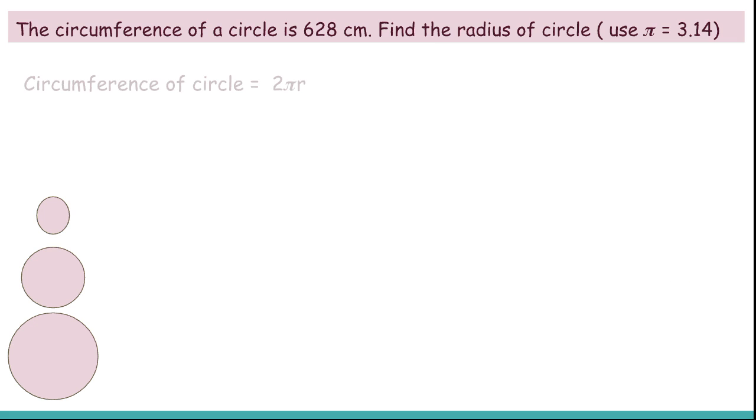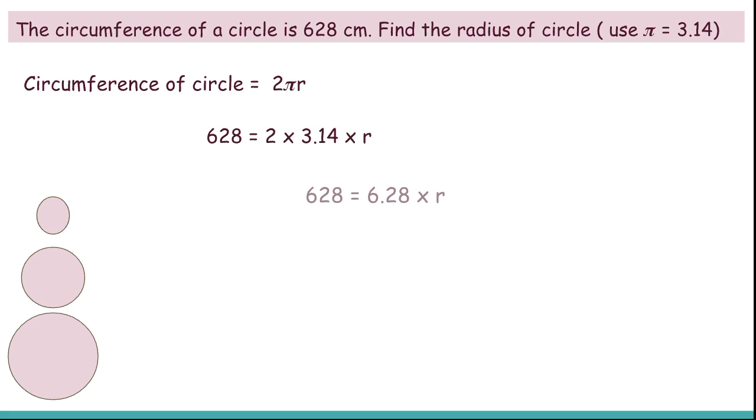Let us write the formula for circumference of circle when the radius is given. So circumference is equal to 2 pi r. Here we have to find out the value of r. So substitute the circumference value and the pi value in this equation. 628 is equal to 2 into 3.14 into r. 2 into 3.14 is equal to 6.28. So 628 is equal to 6.28 into r.